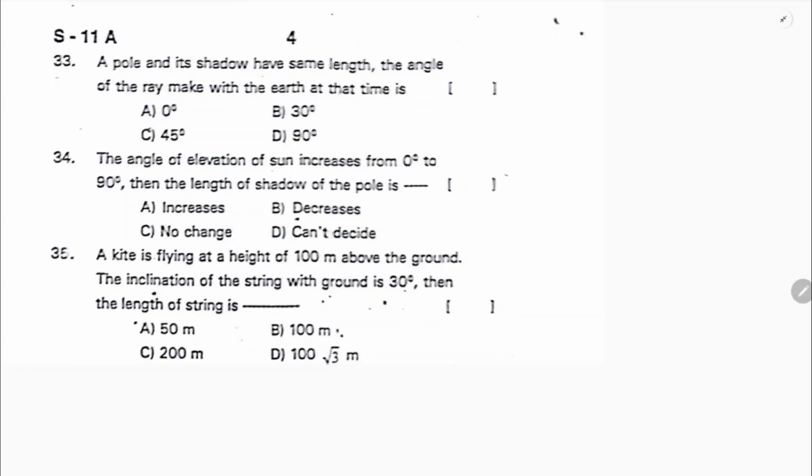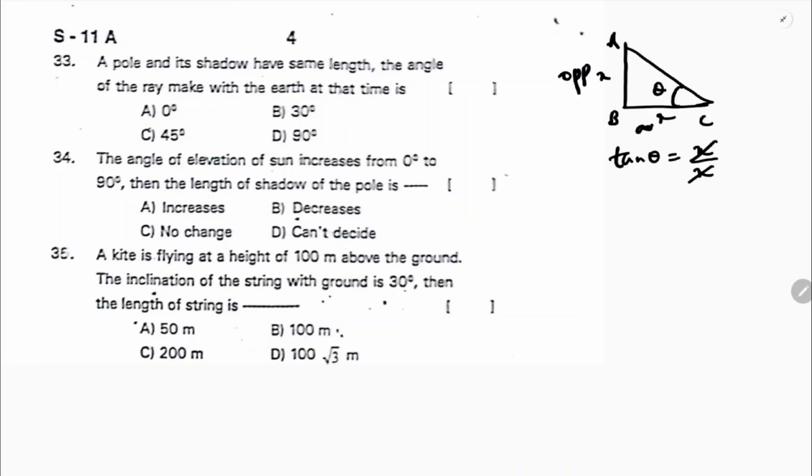A pole and its shadow have the same length. What angle does the ray make with the earth at the same time? See, a pole and its shadow are of the same length. So if the pole is x meters and the shadow is also x meters, then for the angle it makes with the ground I'll use the ratio tan theta, opposite by adjacent. Opposite is x, adjacent is also x. So tan theta is 1, which is tan 45. So theta is 45 degrees. Correct option is C.